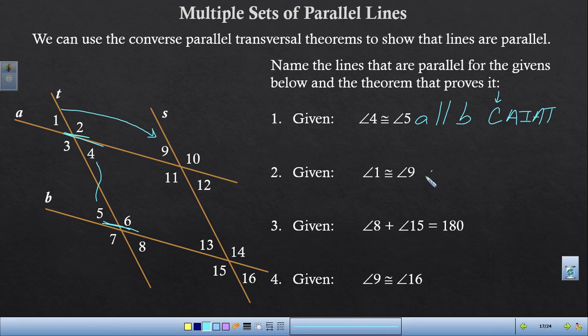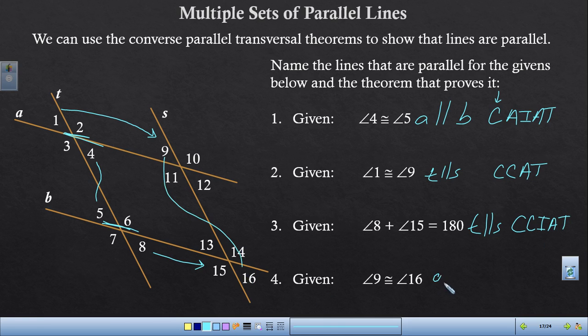1 congruent to 9 is a CAT. Okay, this is T is parallel to S, converse corresponding angles theorem. We have 8 to 15. This is a CIA. T is parallel to S again. T to S. C, CIAT. And 9 to 16, that's an alternate exterior, A to B.